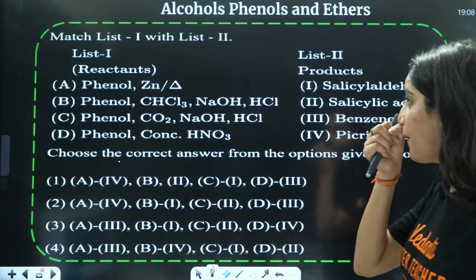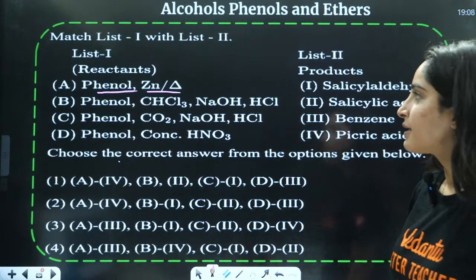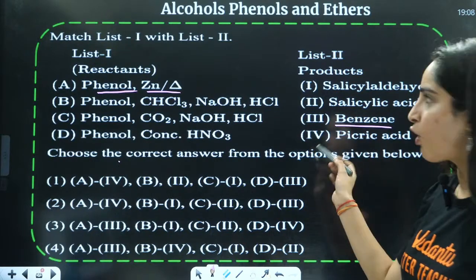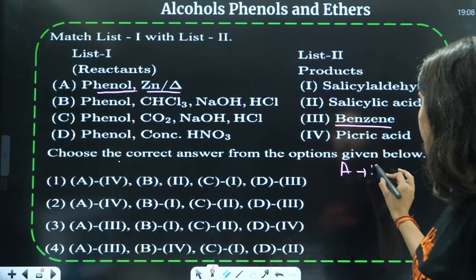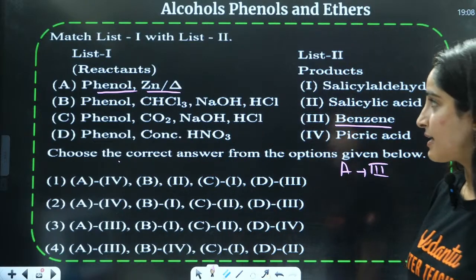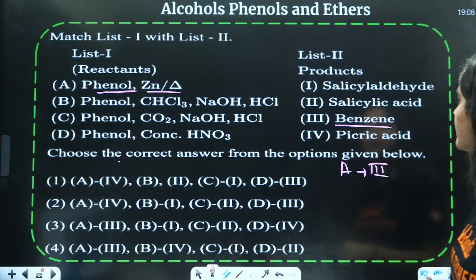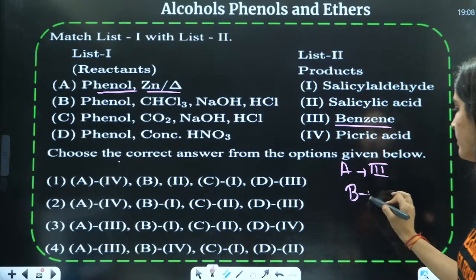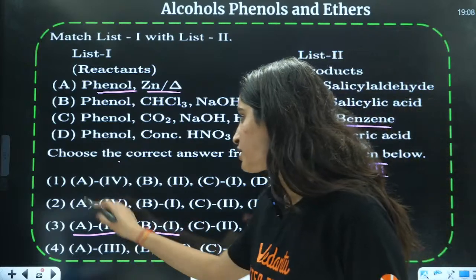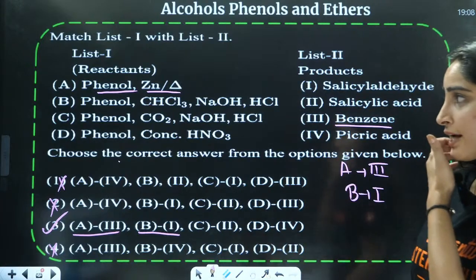Now first, when you have phenol and Zn plus heat, then definitely zinc dust plus heat, you will have the formation of benzene plus zinc oxide. So A is 3. Phenol with CHCl3, NaOH and HCl, you will have the formation of salicylaldehyde. So B is 1. A is 3, B is 1 is not there in any other option. So the answer will be the third only. But still we will see if the other two are correct or not.